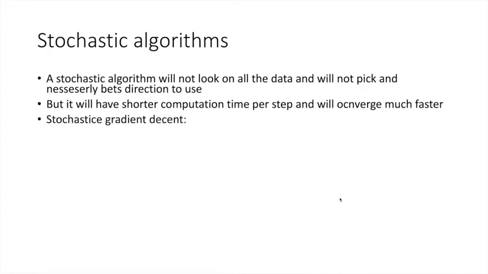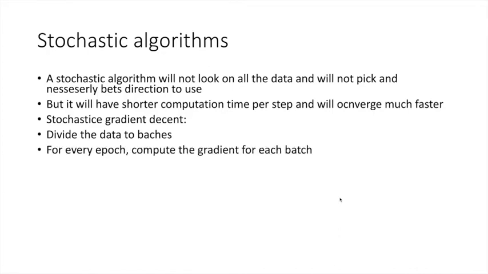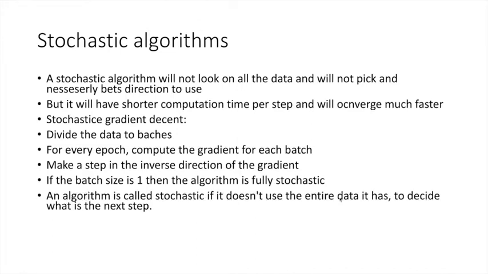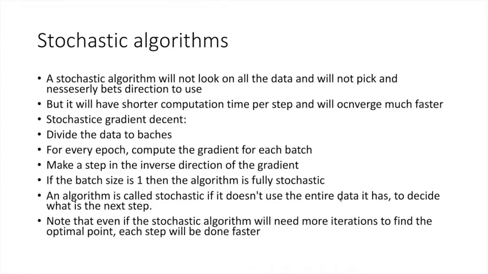So stochastic gradient descent is as follows. Divide the data into batches. For every epoch, compute the gradient for each batch and make a step in the inverse direction of the gradient. If the batch size is 1, then the algorithm is fully stochastic. An algorithm is called stochastic if it does not use the entire data it has to decide what the next step is. Note that even if the stochastic algorithm will need more iterations to find the optimal point, each step will be done much faster, as we do not need to look at the entire dataset.